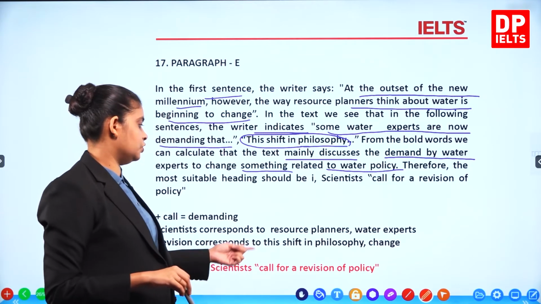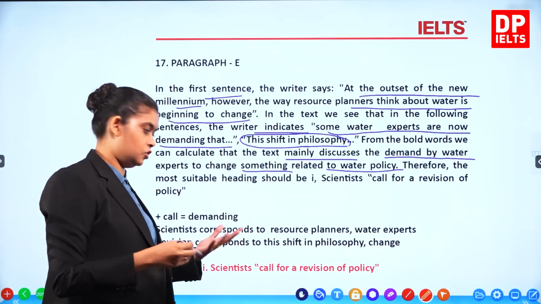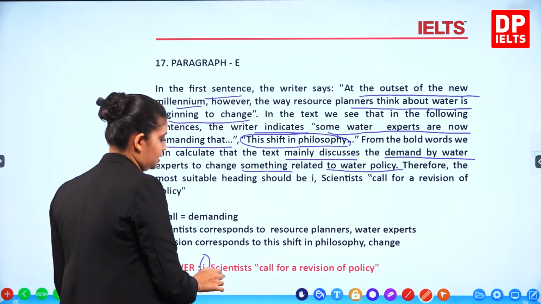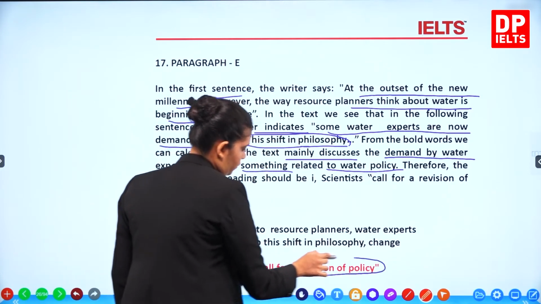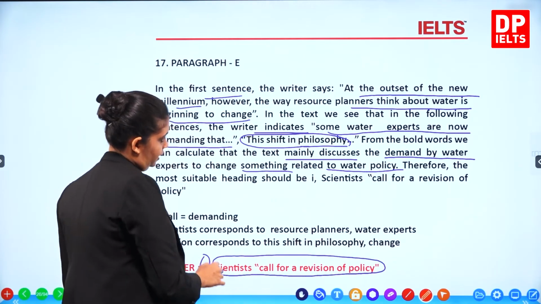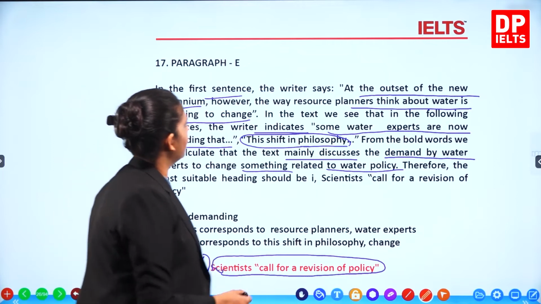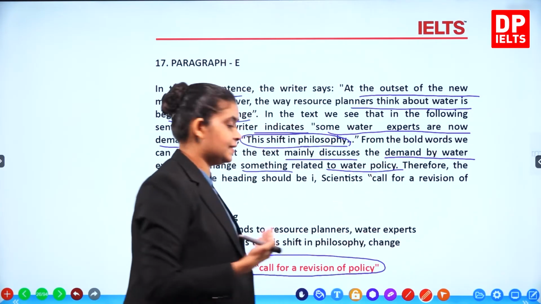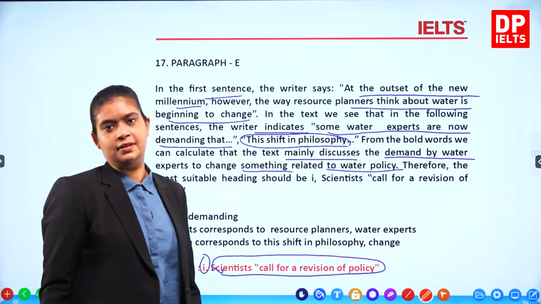Revision corresponds to shift in the philosophy, is to change. So I would say definitely 1, where scientists call for a revision of policy. Definitely that one. Because they say this shift in philosophy, this shift means this is a change in it. Clear?